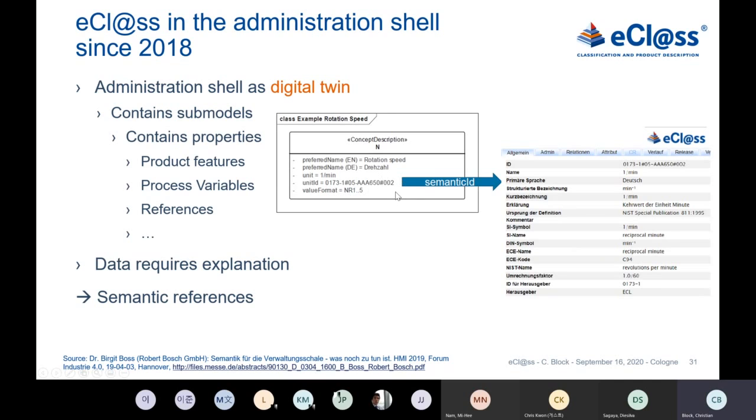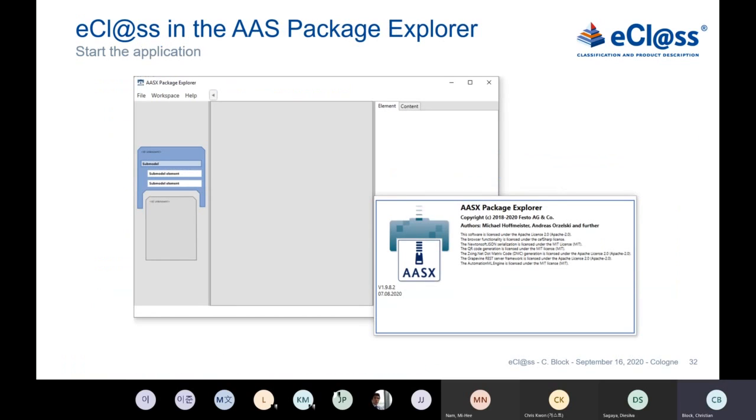Here is a short example. The digital twin defined in the Asset Administration Shell uses so-called semantic IDs, and these semantic IDs point to eClass IRDIs, and this allows a global and machine interpretable data exchange, which can be understood and allows interoperability between systems. A few eClass members developed the so-called AASX Package Explorer. It's a first visualization of such Asset Administration Shells.